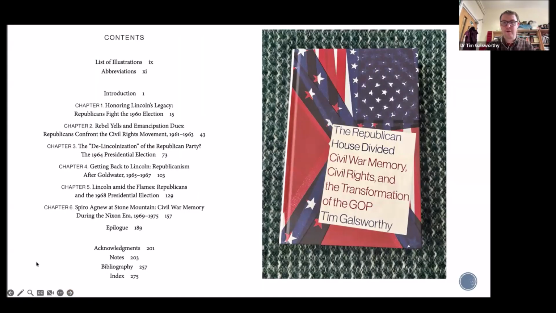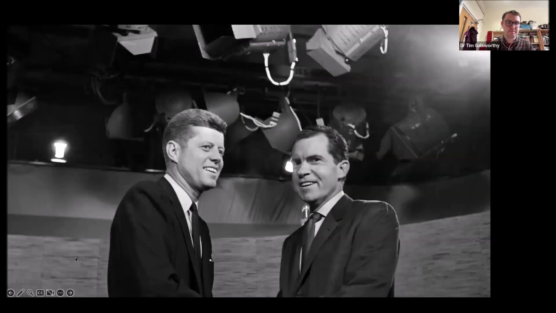So, in my book, The Republican House Divided, I assess the relationships between Republicans and Civil War memory between roughly 1960 and the mid 1970s, a period covering the Civil War centennial, landmark moments in the civil rights struggle, a series of important presidential and midterm elections, and lots more. I've put the contents page for the book on the screen here so you can get a sense of the coverage. While obviously I cannot run through the whole book in the time we have today, I do want to run through some of my key findings about the Republican Party and Civil War memory in the 1960s and 1970s, hopefully leaving time for some questions as well.